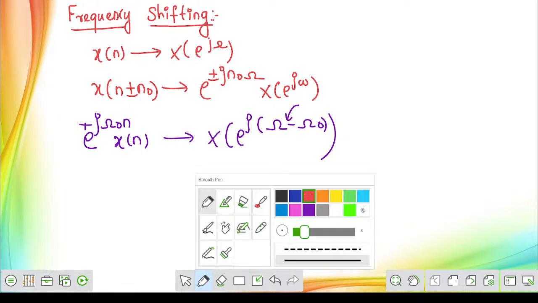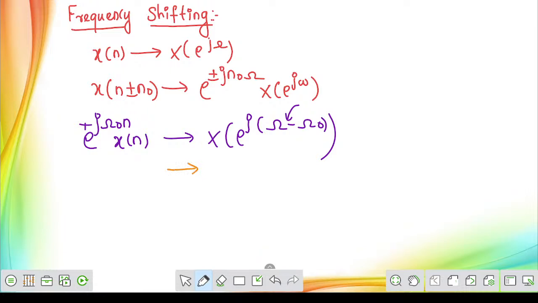Suppose I have X of e power j times omega plus omega naught. Then how will you write it? If it is omega plus omega naught, then here I have plus, so definitely it should be minus j times omega naught into n, and of course here we will write x of n. Any doubt in this? Hope you understand what I am trying to conclude. That's it. So this is how we apply the frequency shifting property. It's very important, you must remember what I am giving here.